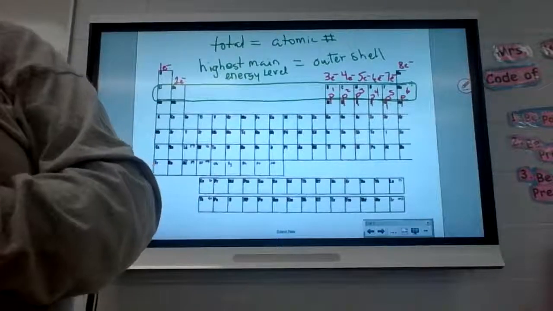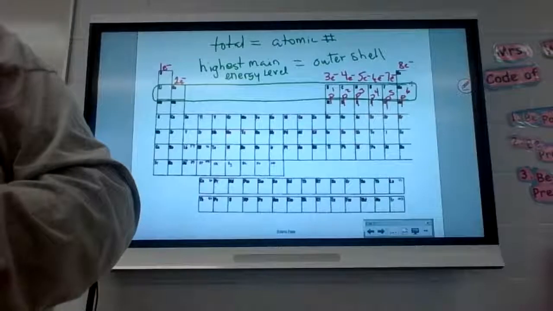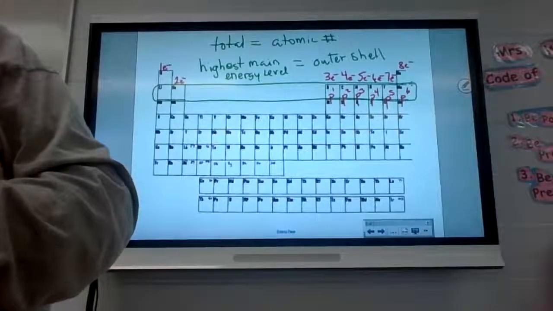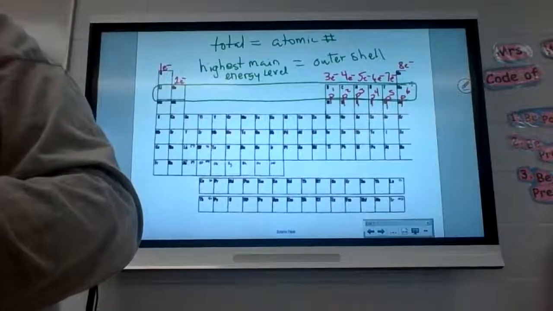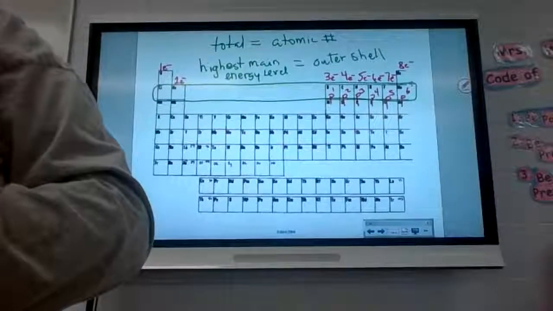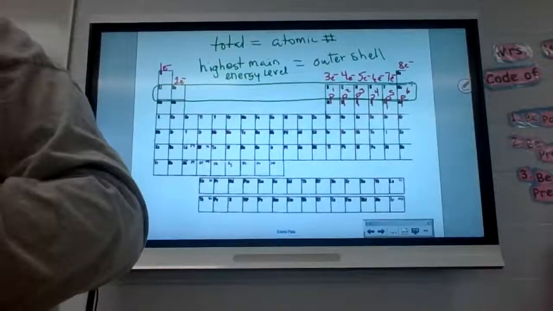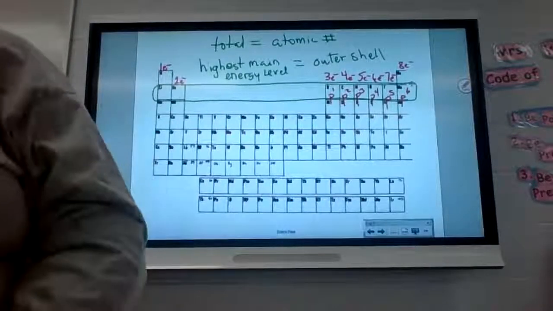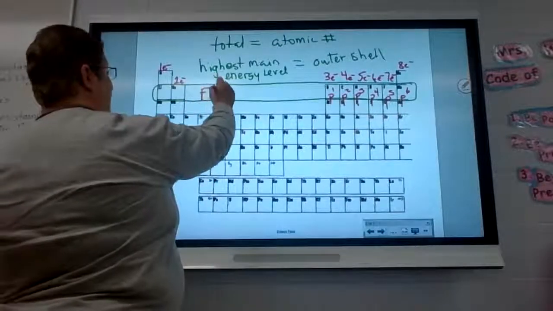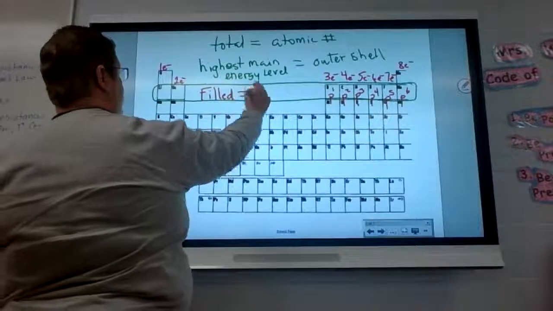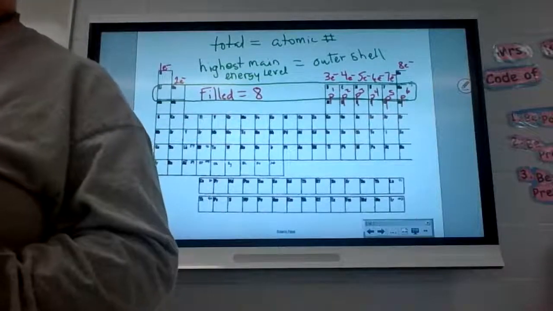What does it mean to say it has a filled main energy level? It means you have all of it. So what's all of it mean? 8. Okay, filled means 8. So filled equals 8 for anybody who doesn't know that, for all of them. Any of them that say filled means 8.